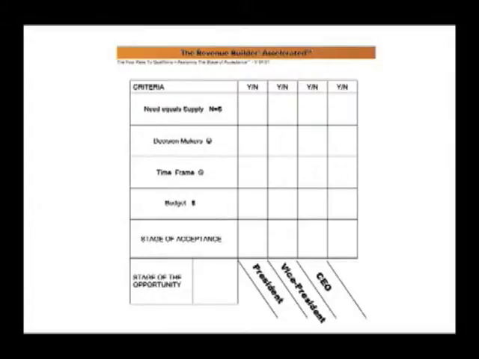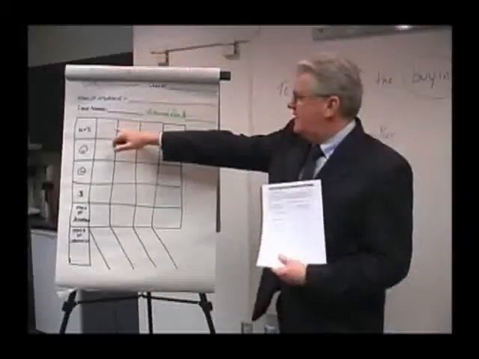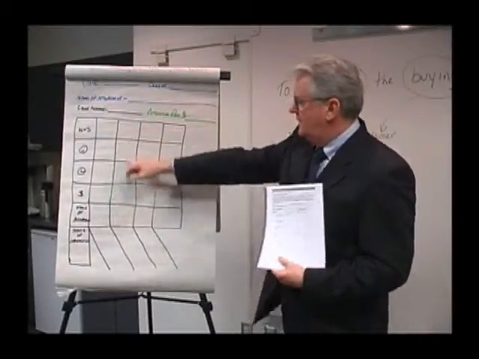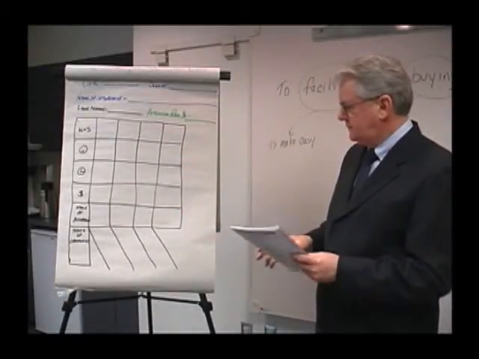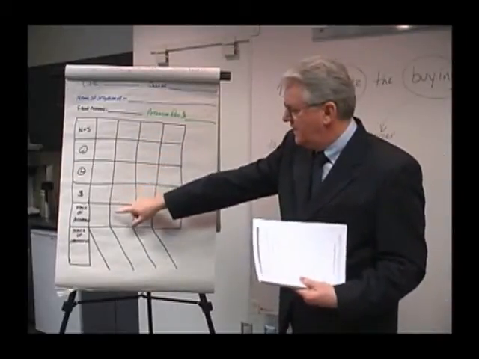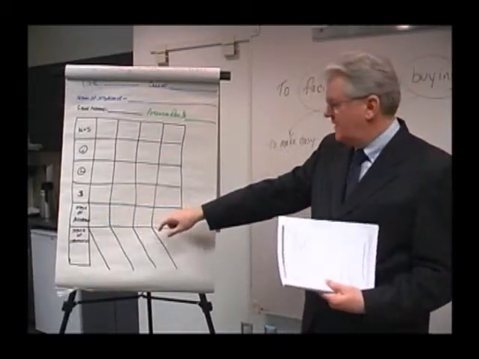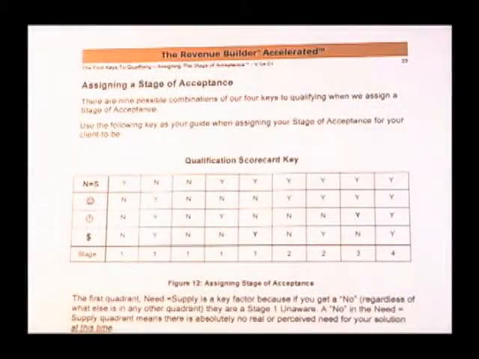Qualification scorecard basically looks like this. Down at the bottom, we list the players who are involved in this opportunity. We always look at it as an opportunity because you can have different opportunities with the same client. We then need to answer yes or no in each of the quadrants for each of the players. And once we've answered yes or no, we then assign them a stage of acceptance. This is simply done by looking at our qualification scorecard key. You simply answer the questions that will tell you what stage of acceptance they're at.